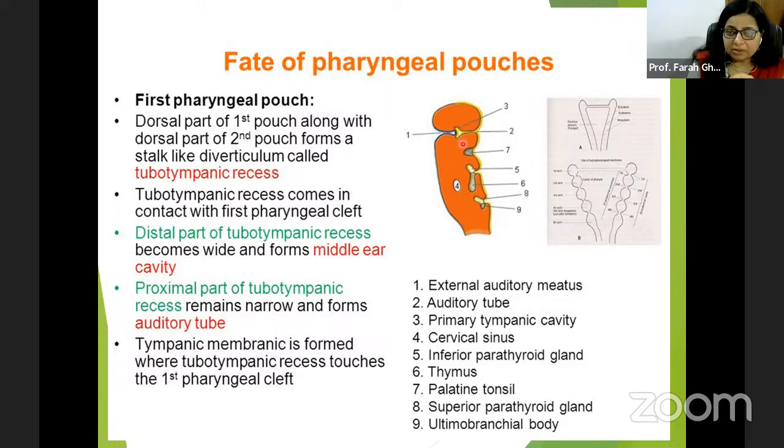Tubotympanic is made of two things, tubo and tympanic. So tubo means the eustachian tube is forming, and tympanic means the tympanic cavity, the middle ear cavity, is there. So proximally it is the eustachian tube, and the distal part is the middle ear cavity. That is from the first pouch.